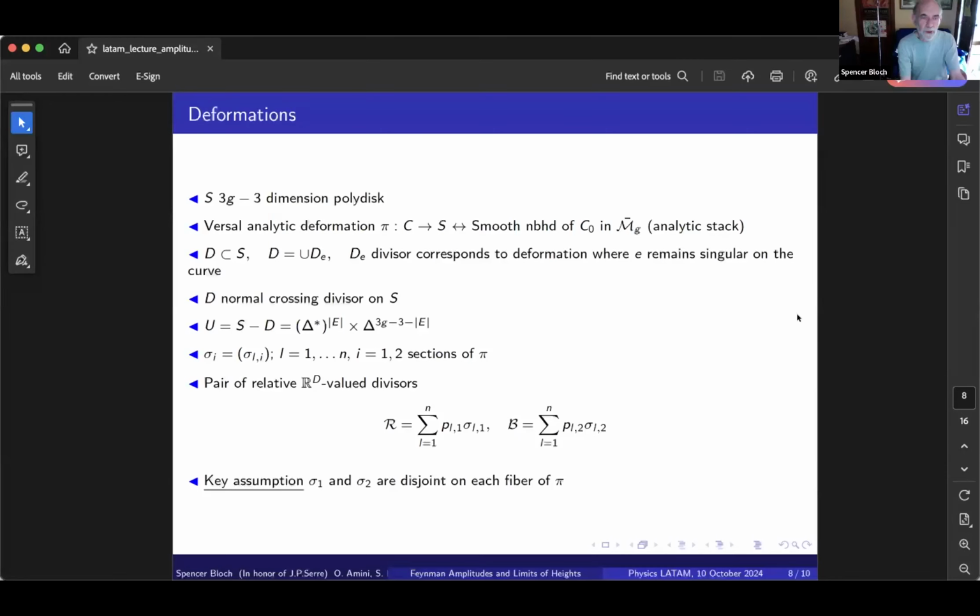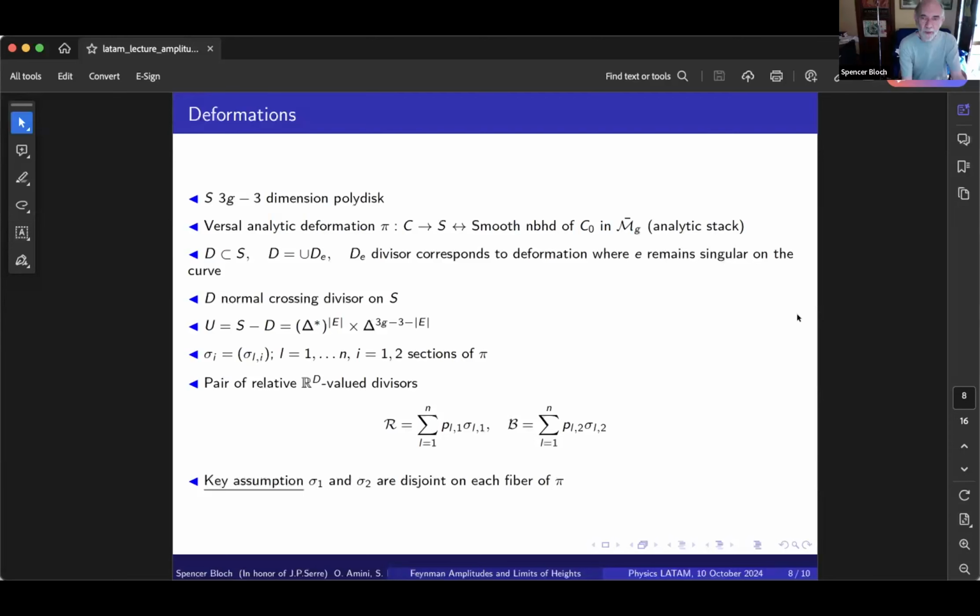Right, so this is describing now, it's important, but I don't want to stress it at this moment. On S, so S is sort of the base of this family, but the family can degenerate over certain loci in S. So D is roughly speaking the locus in S where the fibers are not smooth.